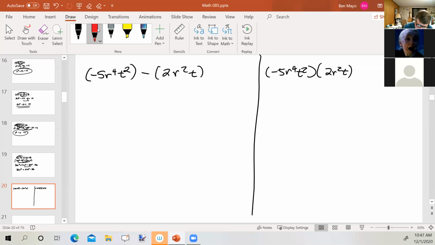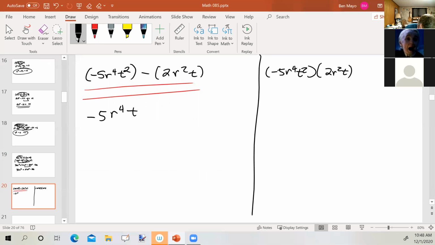Well, on the first example here, we're adding or subtracting. We can only do that with like terms. These are not like terms, so for our final answer, we couldn't really do anything to simplify this problem other than write it without the parentheses. The second problem, we're multiplying, so here we would get -10 r to the 6th t to the 3rd power. So be careful of the operations. It changes how you go about doing things.